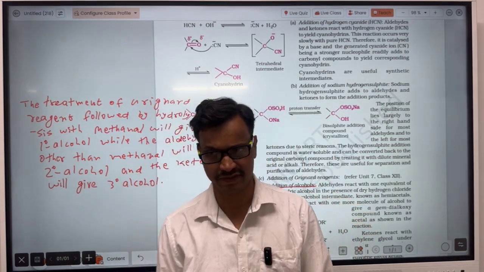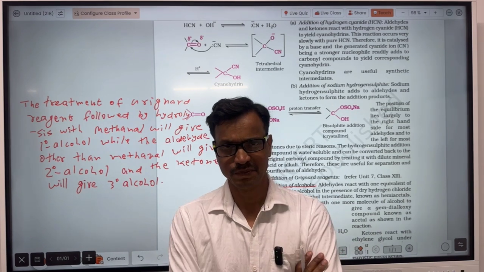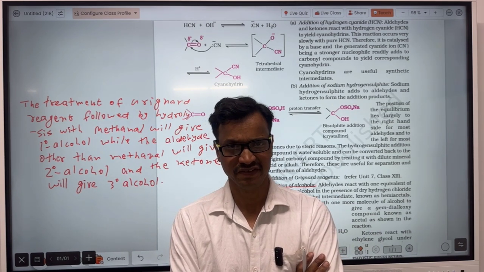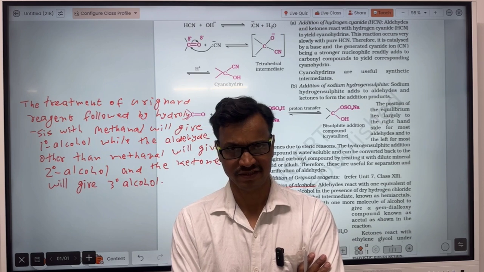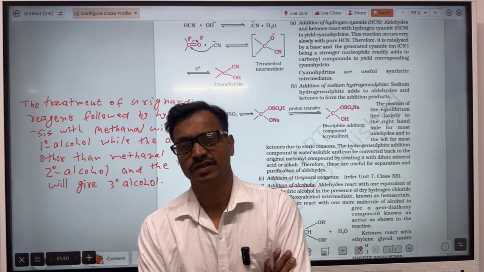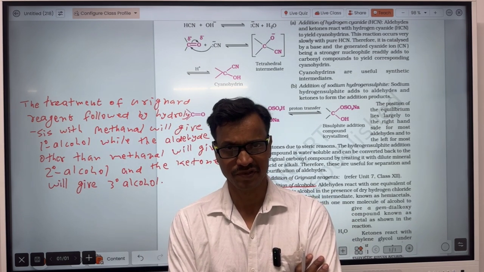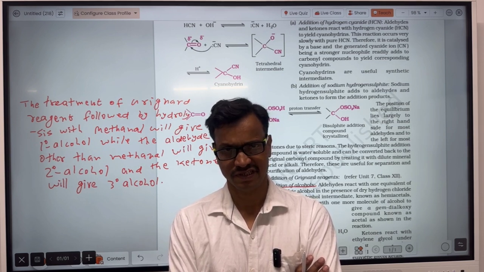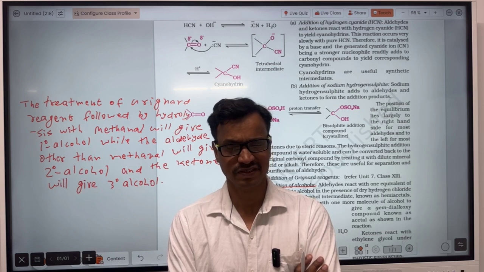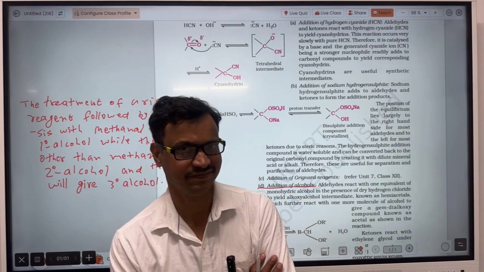So when the aldehyde will be treated with monohydric alcohol, there will be formation of hemiacetal firstly, and then after there will be formation of acetal. So when the aldehyde will be treated with 1 degree alcohol, there will be formation of firstly the hemiacetal and then after the acetal. The ketone reacts with dihydric alcohol and there will be formation of ketal, K-E-T-A-L, ketal. About that we discuss here.